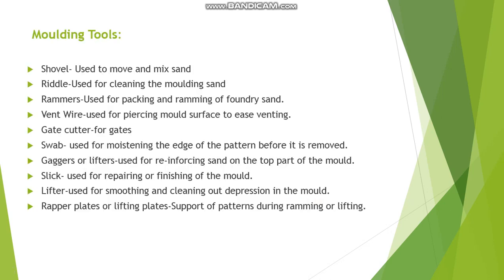We have come almost to the end of this particular portion, which is part 3. We will just discuss the molding tools very quickly. Shovel, you know what a shovel is, used to move and mix sand. Riddle, used for cleaning the molding sand. Rammers, they look like a mallet or a wooden hammer, used for packing and ramming the foundry sand.